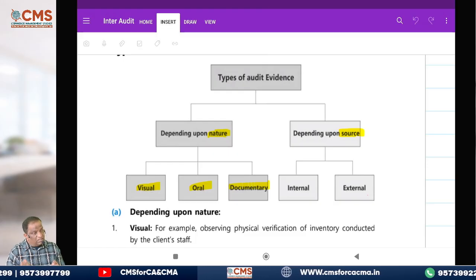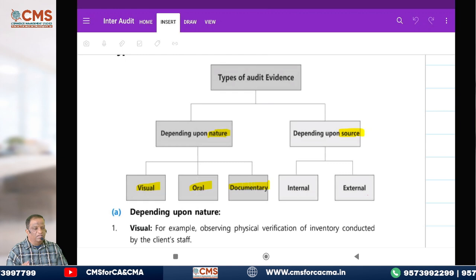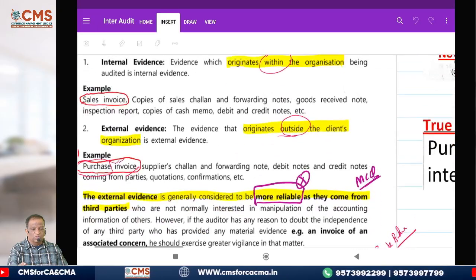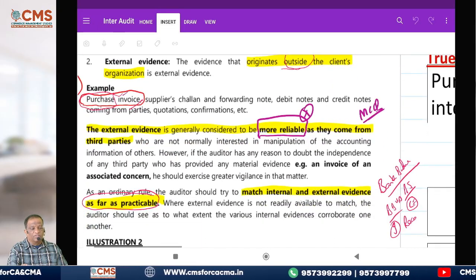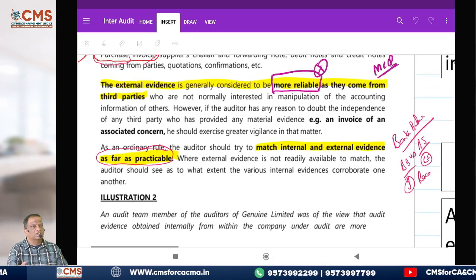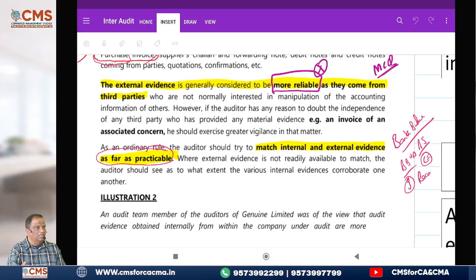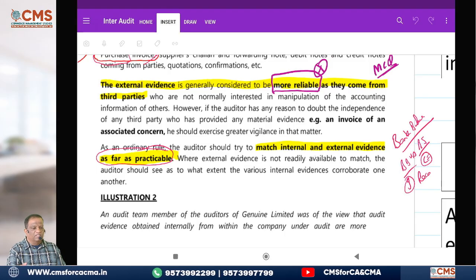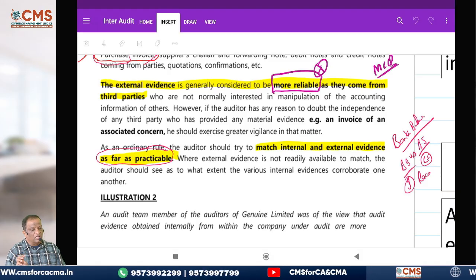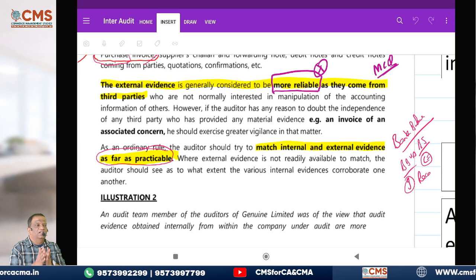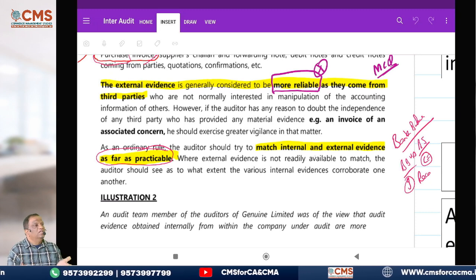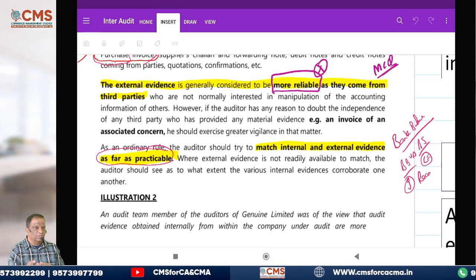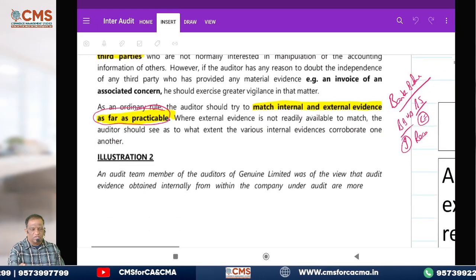Though external evidence is more reliable, the auditor must still collect the internal evidence. That is where a question can come in the examination: why should the auditor collect this internal evidence? This chart is what is being questioned in MCQs. What is more reliable? No doubt external evidence, because it is coming from third parties. But that doesn't mean the auditor will gather only external evidence. The auditor has to match internal evidence with external evidence. Like the bank balance, you take the bank book and you also take the bank confirmation letter. So the auditor has to match both.